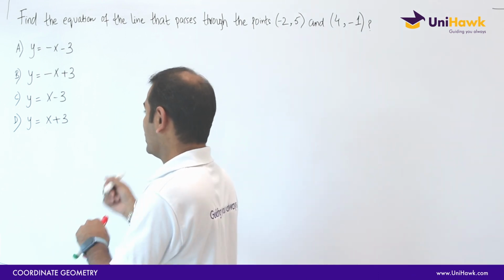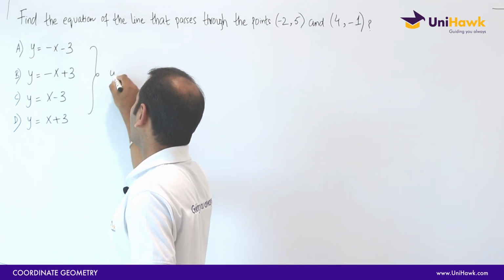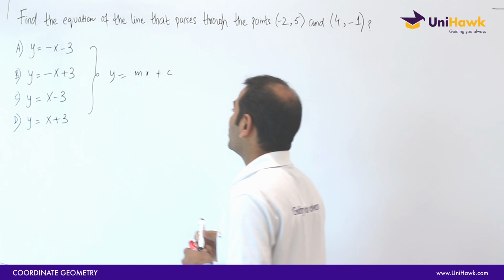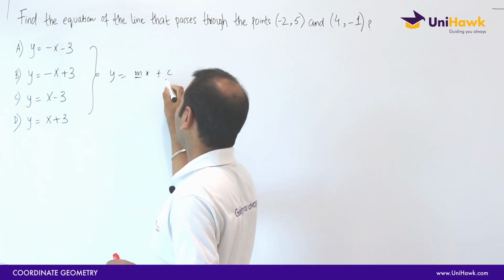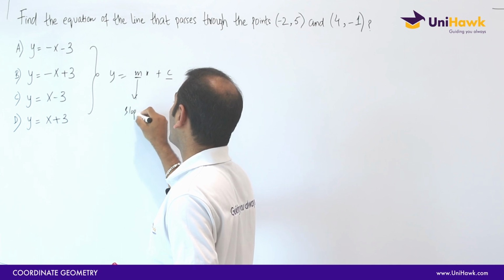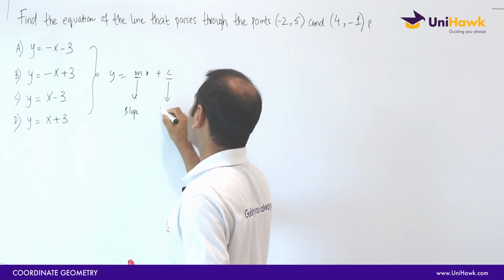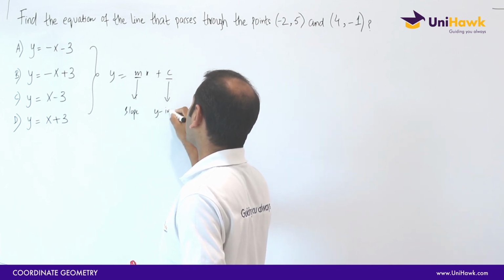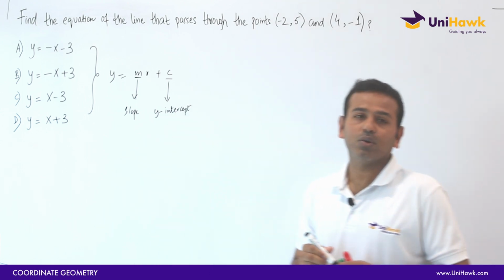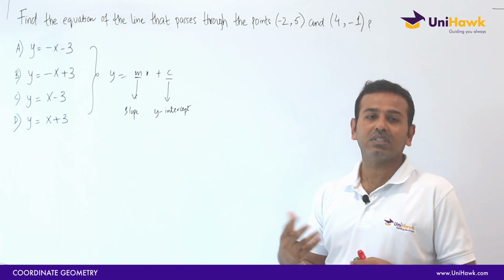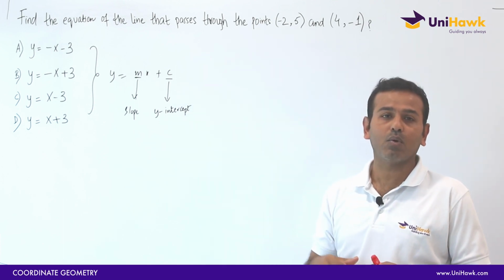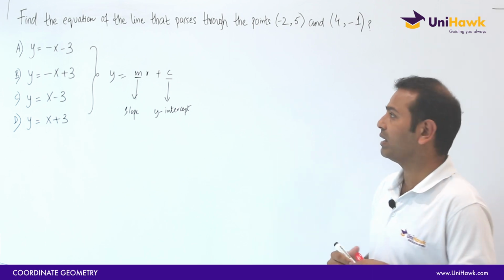So y equals mx plus c, right? So let us see what this m is representing and what this c is representing. So m is nothing but the slope and c is representing the y-intercept. Right. So what is slope? Slope is nothing but how slant the line is, right? And what is c representing? C is nothing but the y-intercept. So what exactly is y-intercept?